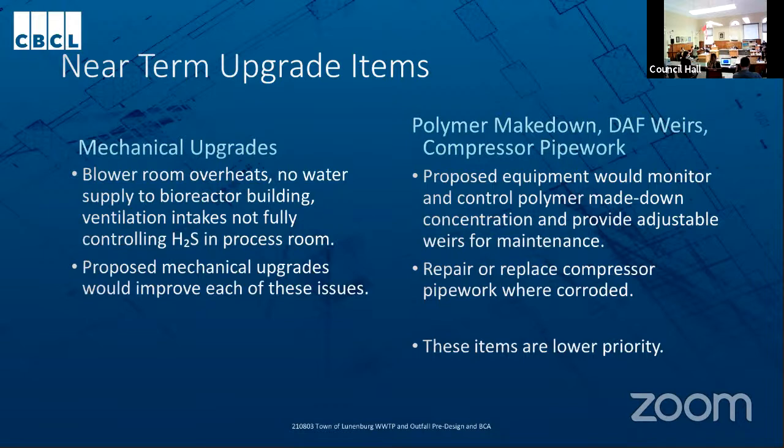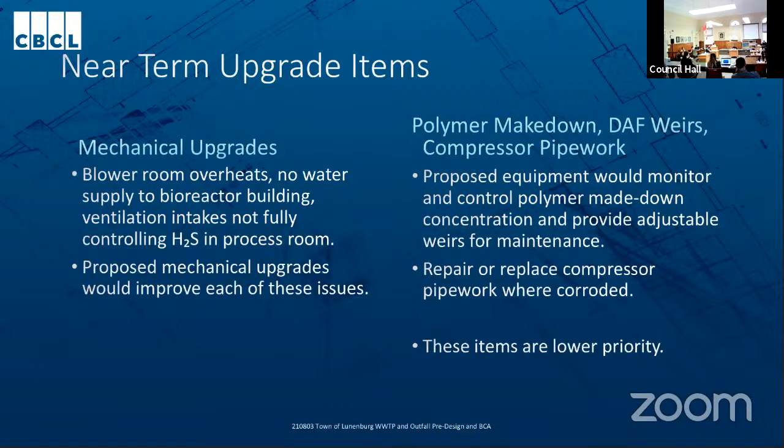The final mechanical upgrade is to improve the H2S control in the process room. There have been instances of high H2S accumulation within the middle of the process room, typically at the floor level. This is a health and safety issue and can be remedied by improving the ventilation at both the ceiling level as well as improving the location of various ducts to remove H2S from the floor level.